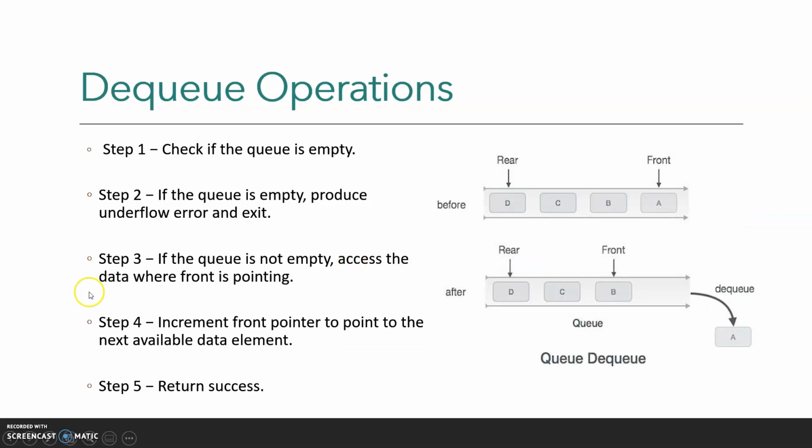So next comes the dequeue operation. To perform dequeue, it will check if the queue is empty. If the queue is empty, it will produce an underflow condition, just like the stack again. Then if the queue is not empty, it will access the data where front is pointing. Then it will increment the front pointer to point to the next available data element. So here you can see in the dequeue process, we are dequeuing or removing an item from the front, and the rear will remain constant, but the pointer for front will keep changing.